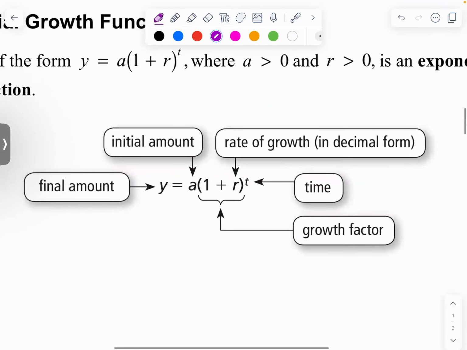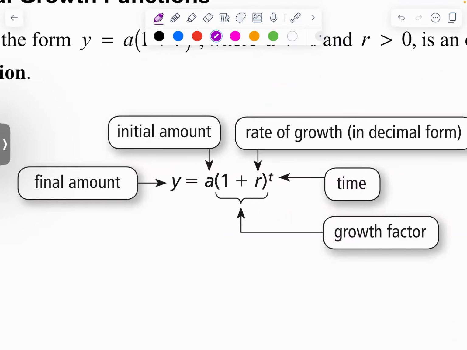So when we look at this equation, A is our initial amount. So if we start out with $1,000, that's A. That's our initial amount. Our rate of growth in decimal form goes right here. T is time. This 1 plus R, this is what we call our growth factor. It's that number that's more than 1 that we're multiplying by over and over and over and over. Once we do all that, Y is giving us our final amount.